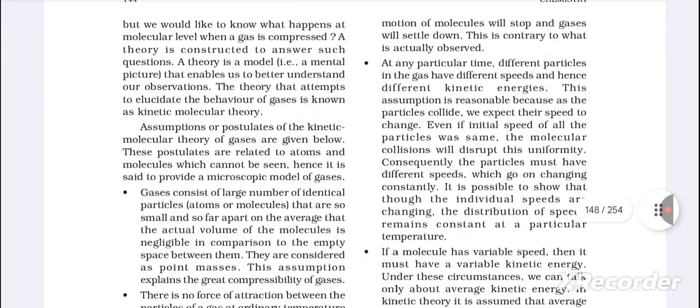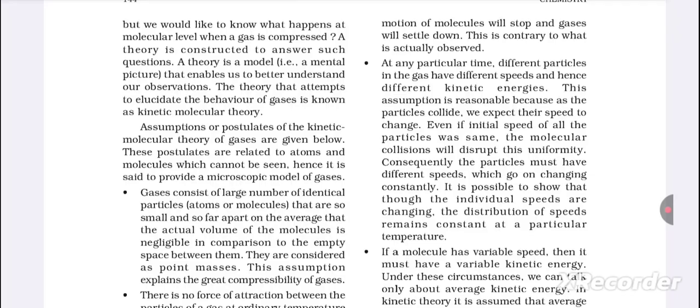At any particular time, different particles in the gas have different speeds and hence different kinetic energies. This assumption is reasonable because as the particles collide, we expect their speeds to change. Even if the initial speed of all particles was the same, molecular collisions will disrupt this uniformity. Consequently, the particles must have different speeds, which go on changing constantly.